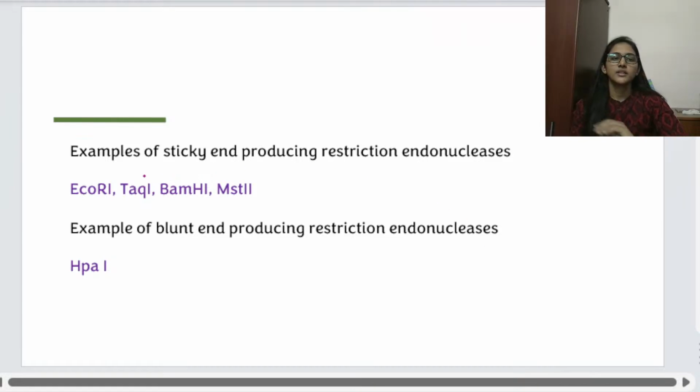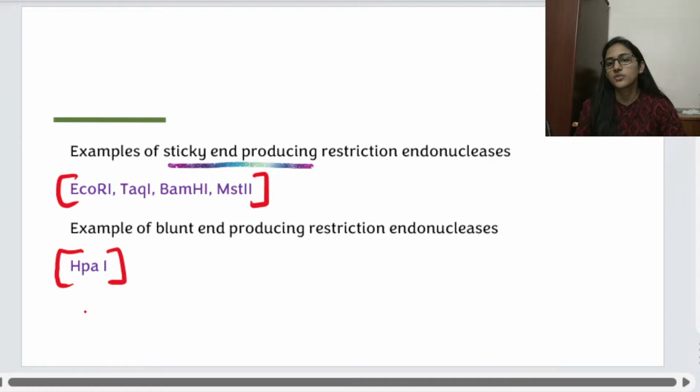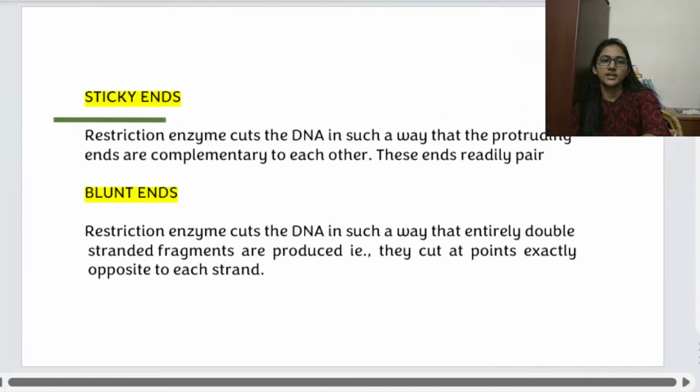So what are the different examples? Examples for sticky end producing restriction endonuclease will be EcoRI, TaqI, BamHI, MstII. These restriction endonucleases are isolated from bacteria. Now there is one example given for blunt end producing restriction endonuclease, that is HpaI. So this is all about your restriction endonuclease.